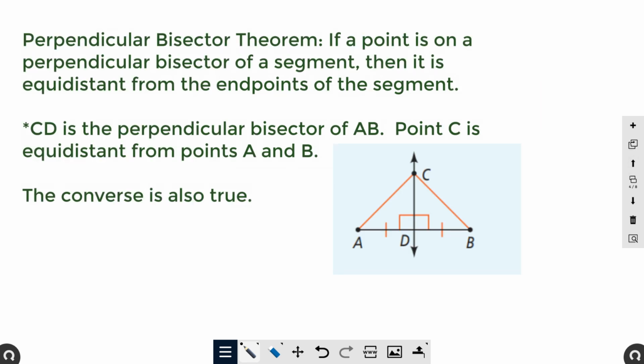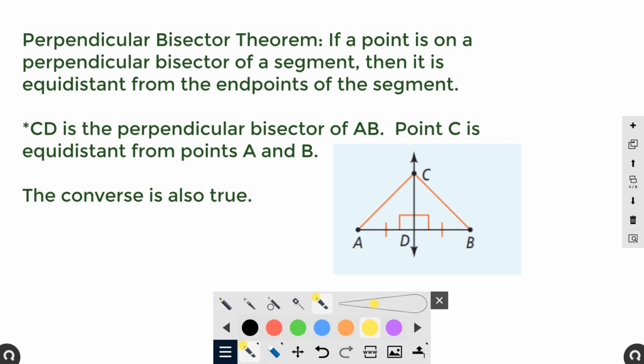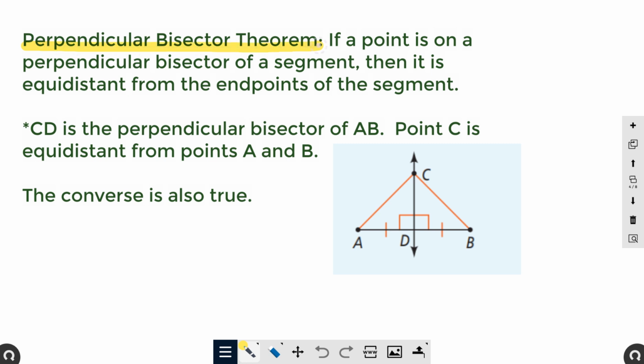All right, let's look at our index card that is coming up next. So grab your second index card, perpendicular bisector theorem on the front. And then you can draw this on the front if you want to, if you don't have enough room. But the rest of those words on the back.